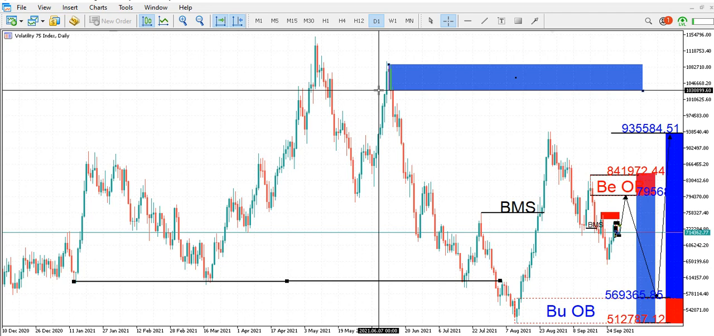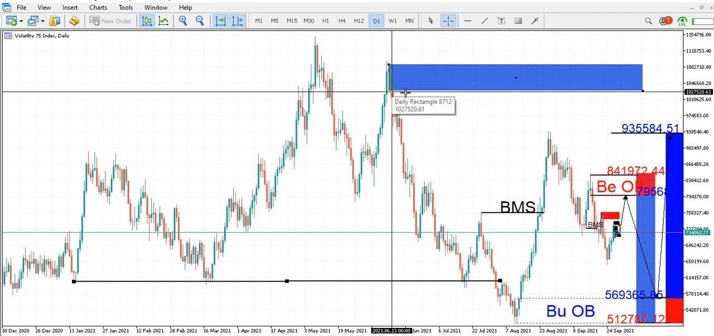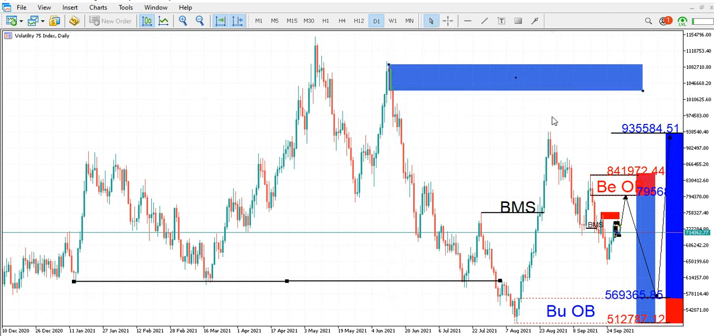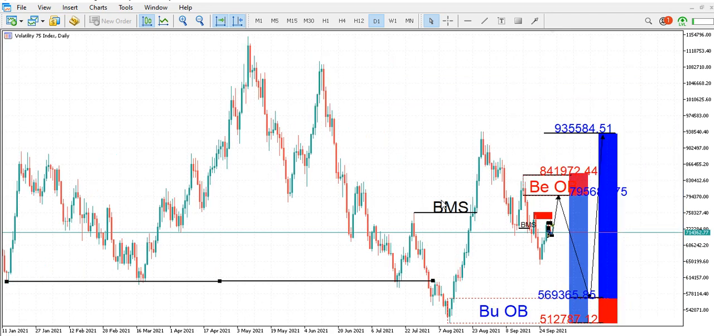1038.99.60 will be our entry if ever price comes to or respects this area up here. Okay, but we are not there now. We are coming here to this mark up here.